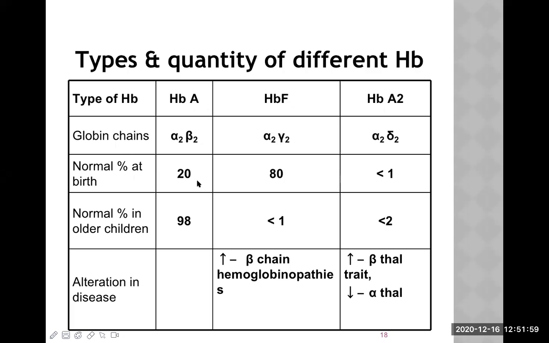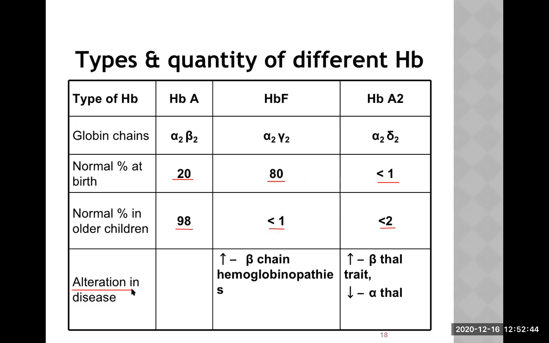This is the normal percentage at birth. At the time of birth, hemoglobin A is already around 20%. But the majority of the hemoglobin, see there, is hemoglobin F at the time of birth, whereas hemoglobin A2 is less than 1. Normal percentage in older children: hemoglobin A 98%, hemoglobin F less than 1, hemoglobin A2 less than 2. This is definitely reached in more than 1 year age group. From 6 months, the fetal hemoglobin is less than 5%, but after 1 year, it is even less than 1%, almost like adult.